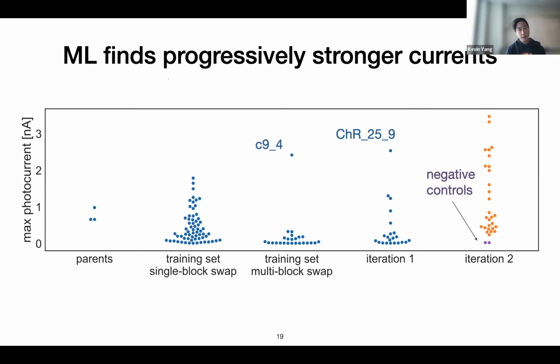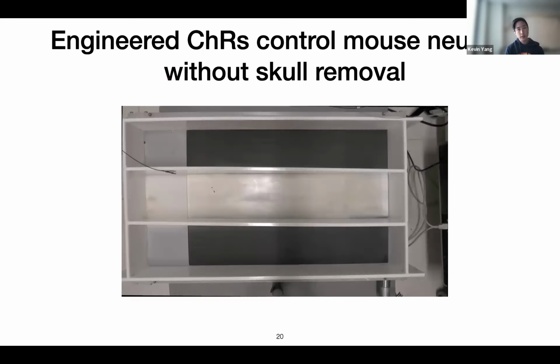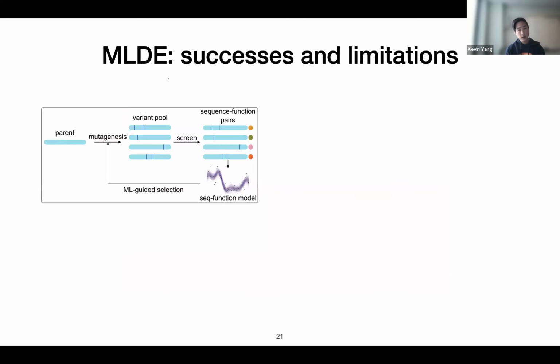And these new variants are actually powerful enough to enable control of mouse neurons or mouse behavior without having to remove the skull. So you can mount the fiber optic cable directly outside of the mouse skull. And still, when the light shines, the mouse turns to the left. So this is a quick story about the success of machine learning guided directed evolution.